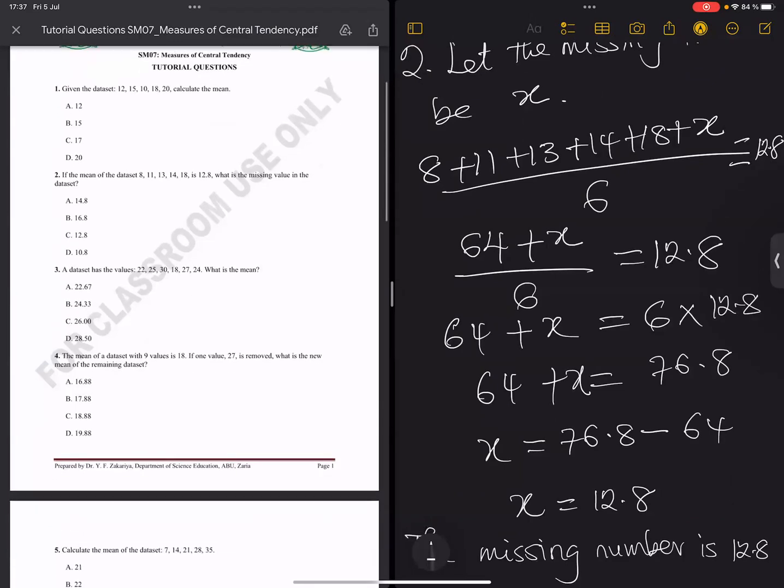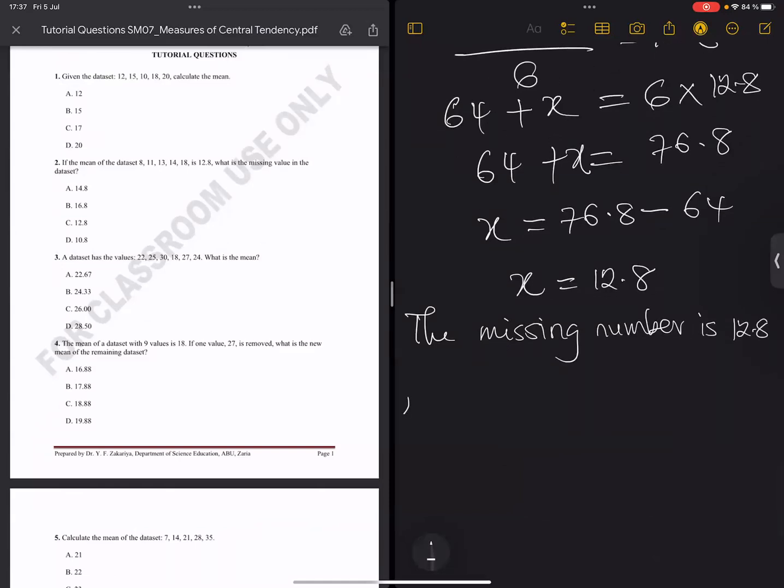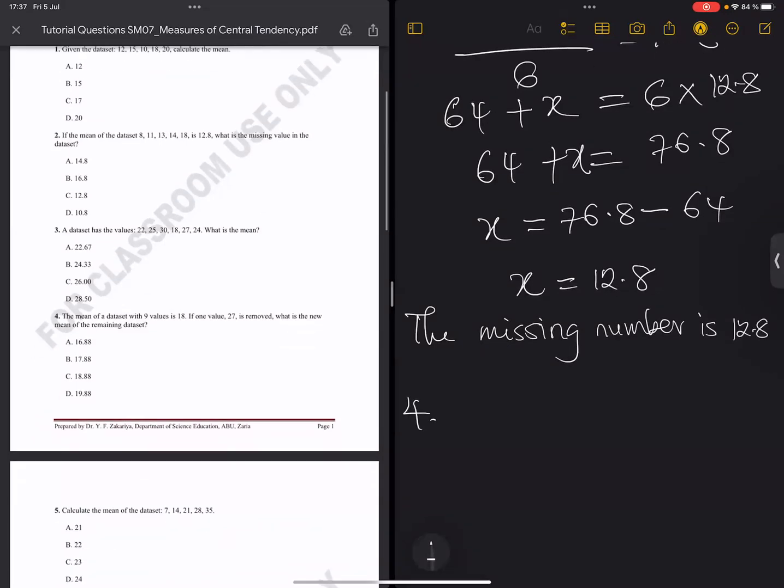No comments, sir. So we can go to the next problem, which is problem number 4. It says, the mean of a data set with 9 values is 18. This one is interesting. If one value, 27, is removed, what is the new mean of the remaining data set?